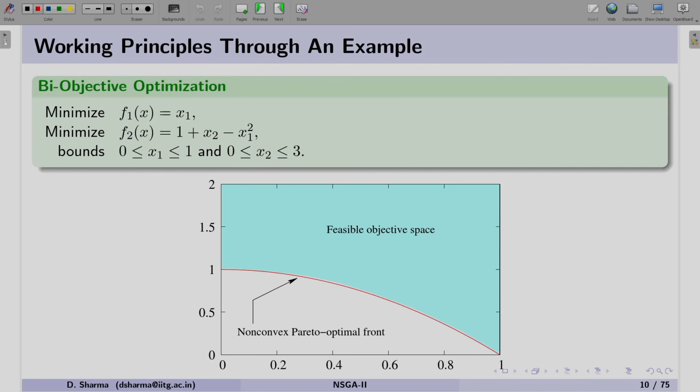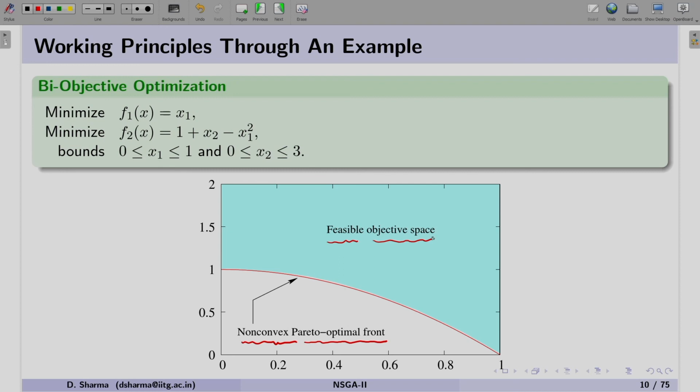If we look at its Pareto optimal front, we can see that we are going to solve a problem which has a non-convex Pareto optimal front. And above this region, as we have mentioned in the figure, the space is the feasible objective space.